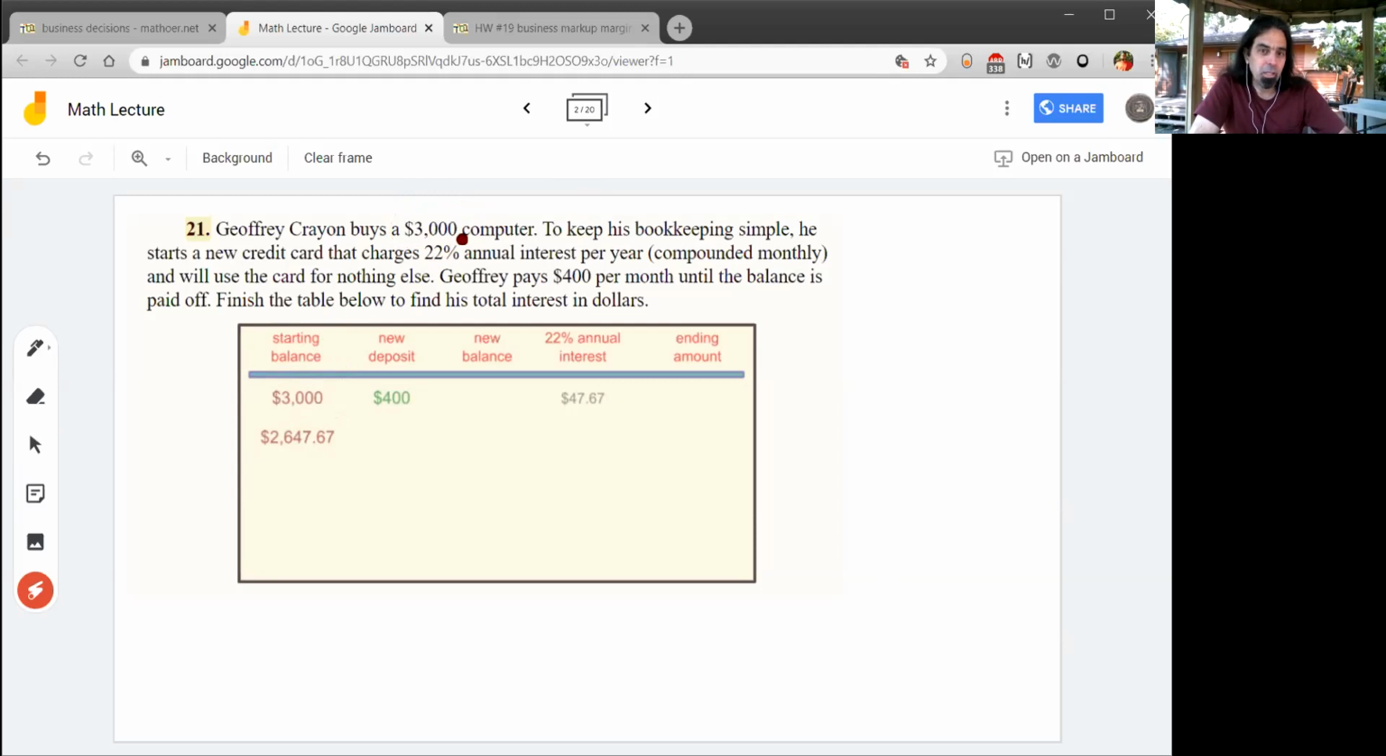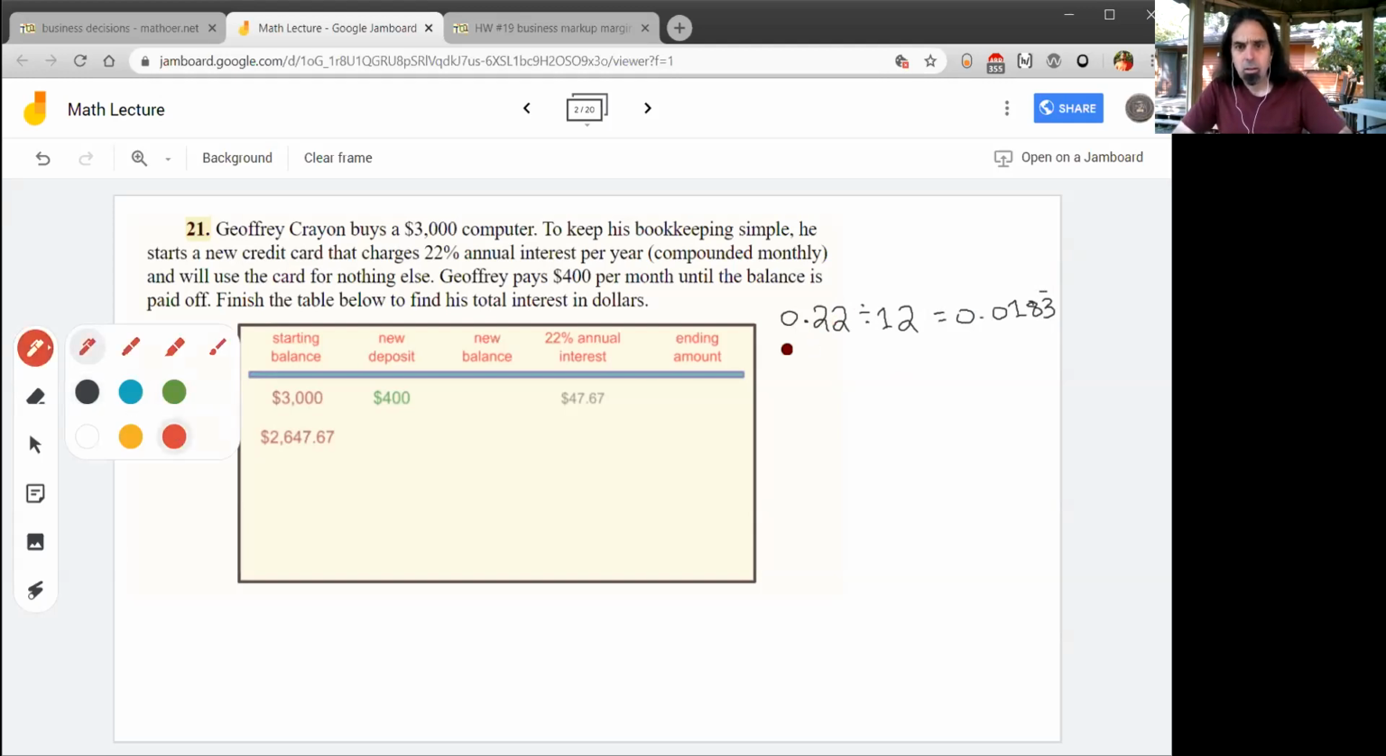It's a 22% annual interest rate. So we know that we have to take that 0.22 and divide it by 12 to find the monthly amount. So this was a per year rate, whereas this side is the per month rate.